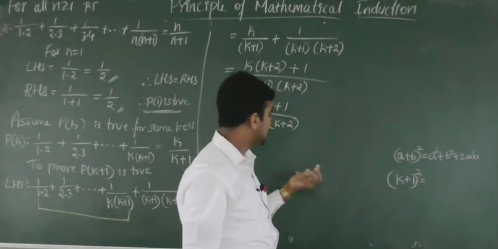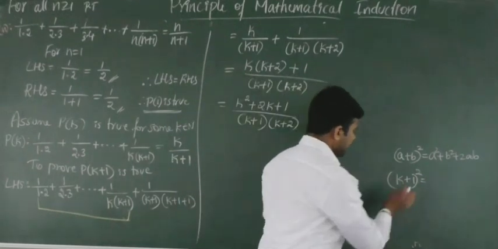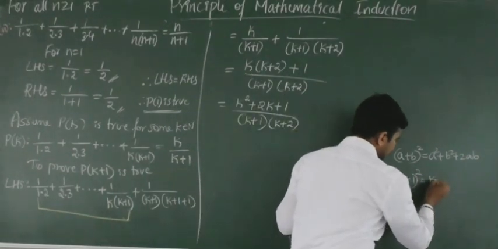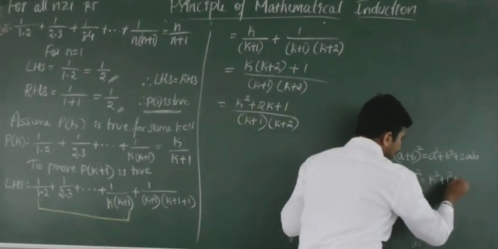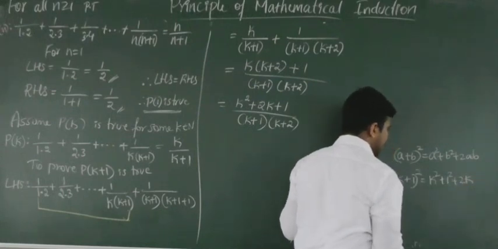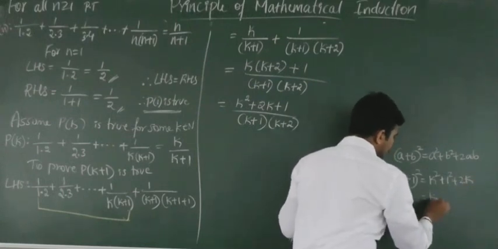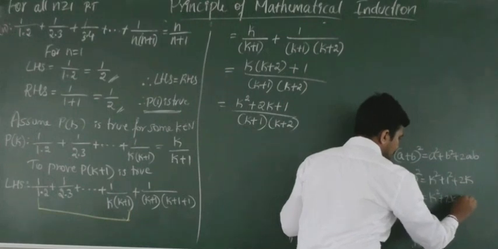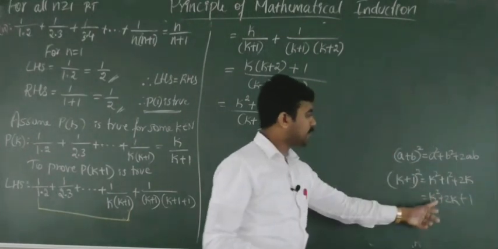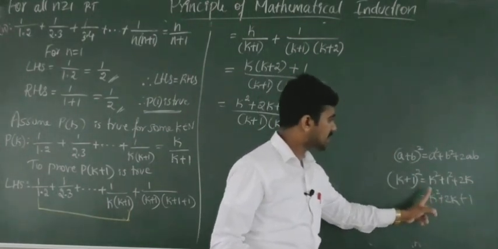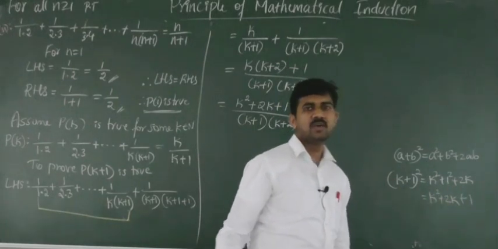Do you agree with that? Check it. k plus 1 whole square is nothing but what? k square plus 1 square plus 2 into 1 into k. That is nothing but k square plus 2k plus 1. So you can observe k plus 1 whole square is the same as k square plus 2k plus 1.